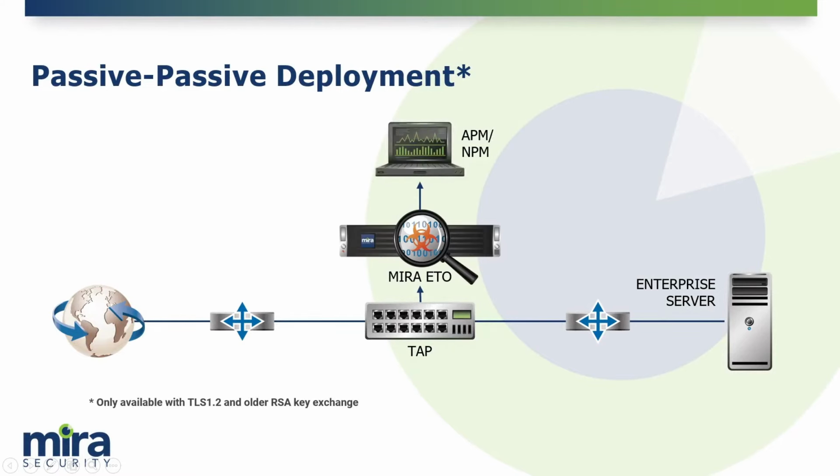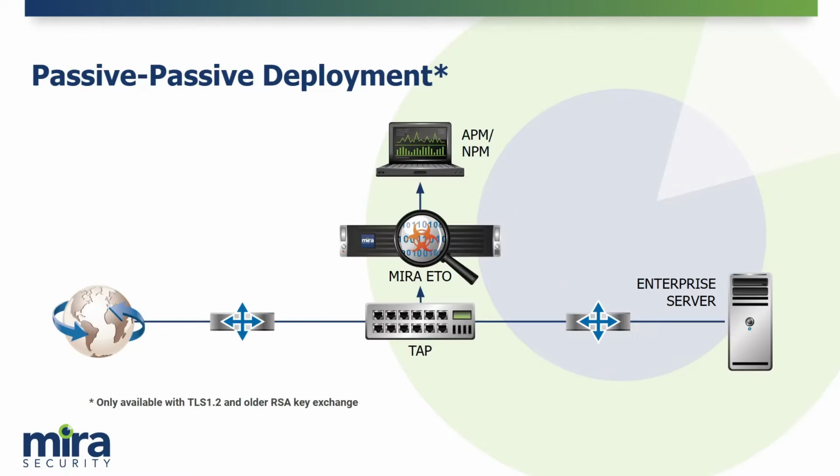The final deployment configuration is passive. This is where there is a tap that is sending the SSL TLS traffic to the ETO, which will then decrypt it and forward it to an appliance that you have connected to it. In this instance, the ETO is not altering or affecting the traffic that the end user sees. It's just receiving a copy of it. This method is only available for SSL TLS traffic utilizing TLS version 1.2 or older.